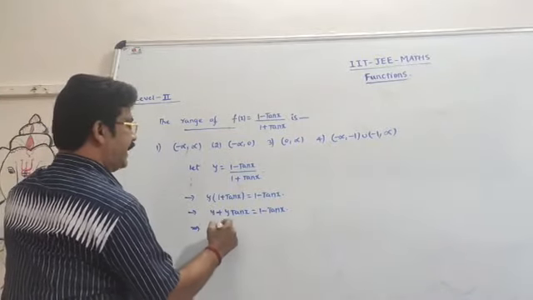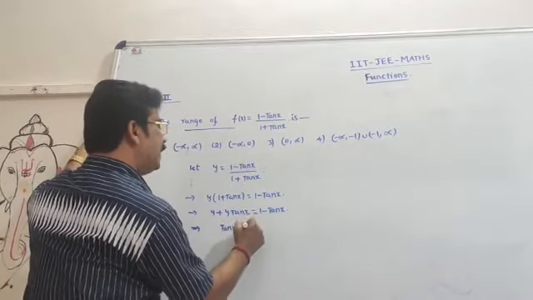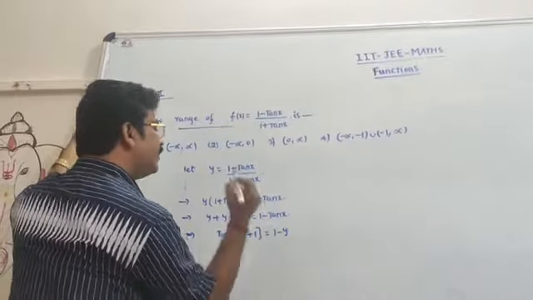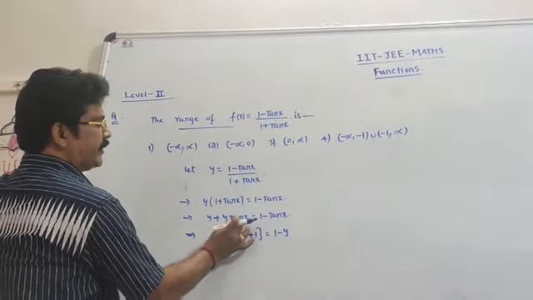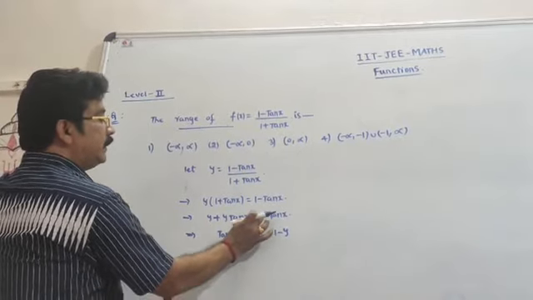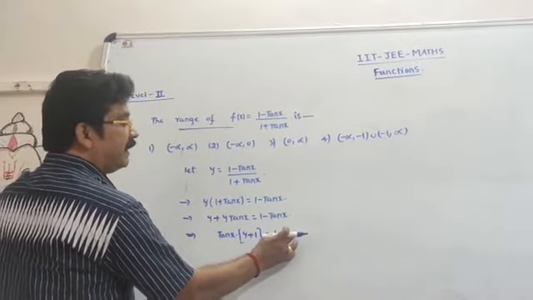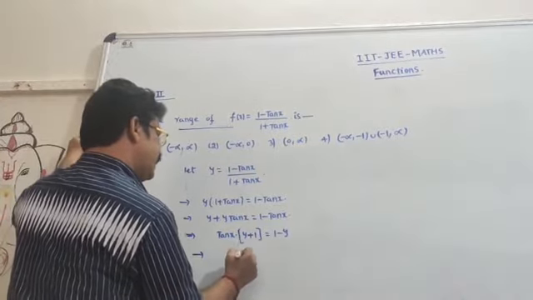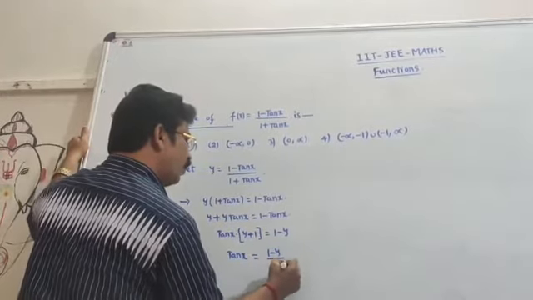So that implies tan x into y plus 1 is equal to 1 minus y. Take minus tan x to the other side, it becomes positive, and then take tan x common: tan x into y plus 1. Next, 1 is the same. In the LHS, y is there; on the other side it is minus y. So tan x equals 1 minus y divided by 1 plus y.